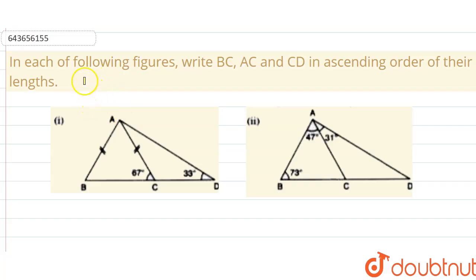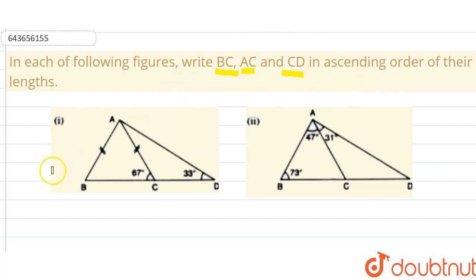Hello student. In this question, in each of the following figures, write BC, AC and CD. You have to write these line segments BC, AC and CD in ascending order. It means you have to tell which side is smaller and which side is greater.